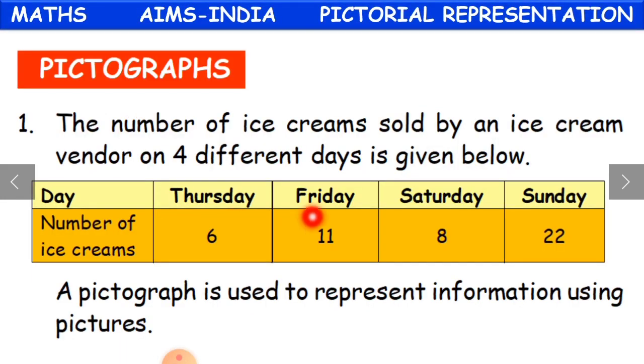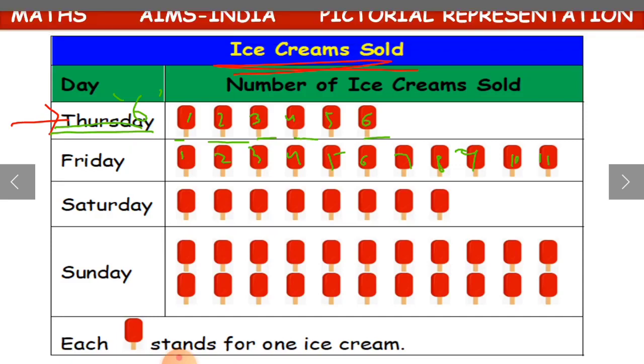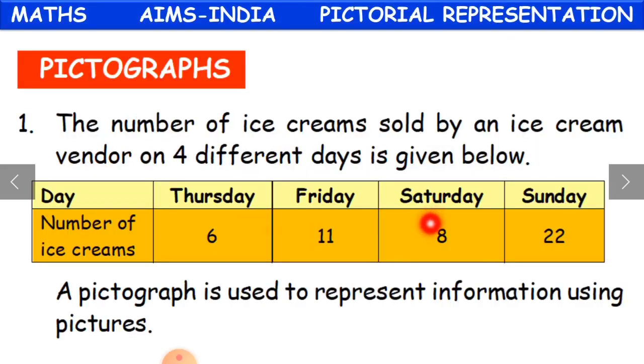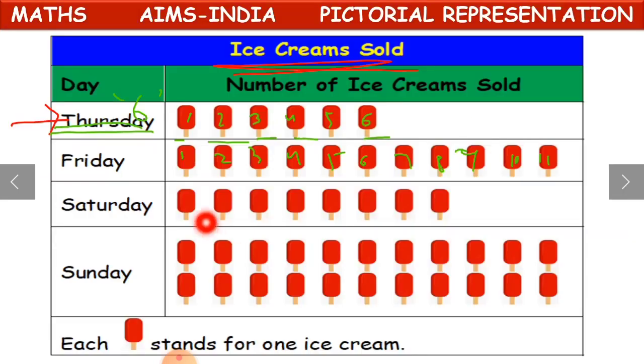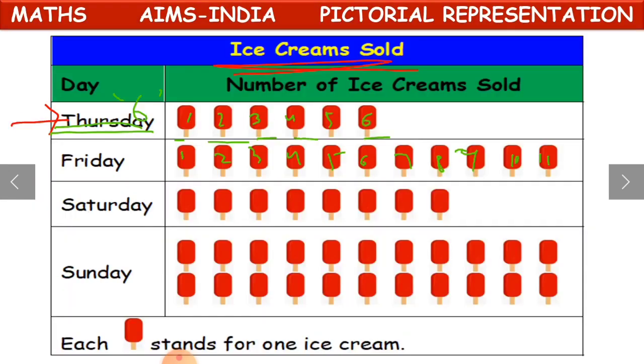Now coming to the next day, Friday. 11 ice creams were sold. So we have drawn 1, 2, 3, 4, 5, 6, 7, 8, 9, 10, 11. So we are using 11 ice creams here. Why? Because on Friday 11 ice creams were sold. Again on Saturday 8 ice creams were sold. So for Saturday we have placed 8 ice creams. Next on Sunday 22 ice creams were sold. See, on Sunday, as you can see, we are having 22 ice creams here.